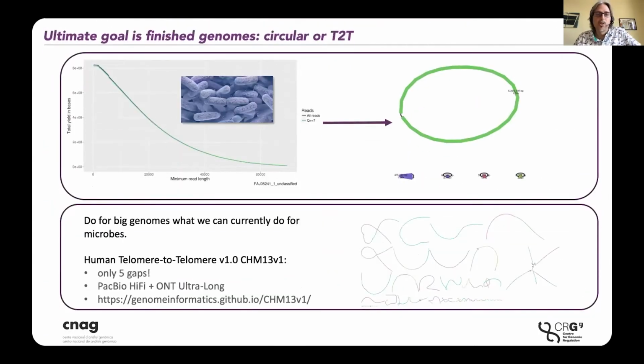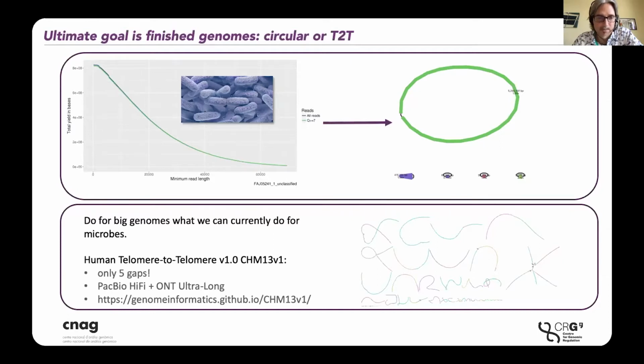The ultimate goal, of course, is to generate complete finished genomes. With bacteria, we're already there. We can generate circular genomes of high consensus quality. We're doing that just fine. And if you've read the news recently, we can do this for the human genome as well. The telomere to telomere consortium has now generated a complete assembly without the 5 gaps that I'm showing here, using a combination of PacBio HiFi reads and Nanopore ultra long reads that Marta just talked about.